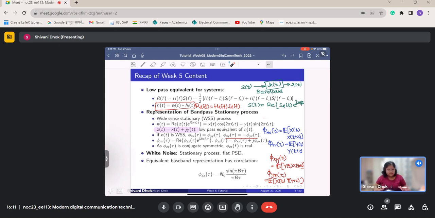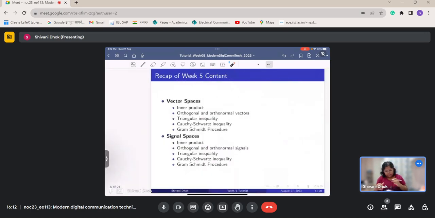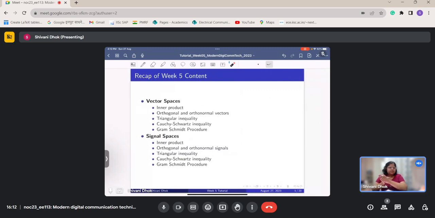After looking at bandpass stationary processes, we went on to white noise, and we assumed that this white noise is a stationary process with a flat PSD, that is, for all the frequency range its value is constant. We also looked at the equivalent baseband representation of this, and this phi zz(t) came out something like this. And we said that as this B is very large, this tends to something like an impulse. After looking at these stochastic processes and representation of noise, the next thing we went to was vector and signal spaces.